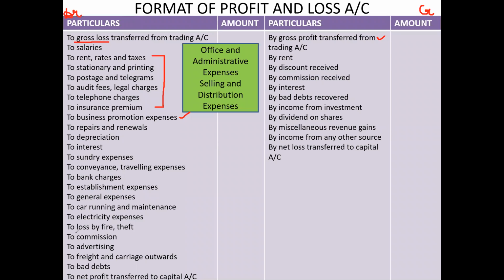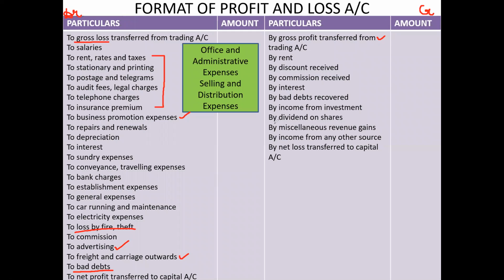Now loss by fire or theft. This is non-operating. It's a loss. Fine. Then commission, advertisement. Advertisement is your selling and distribution expense. Freight and carriage outward is selling and distribution expense. Bad debt is a loss.